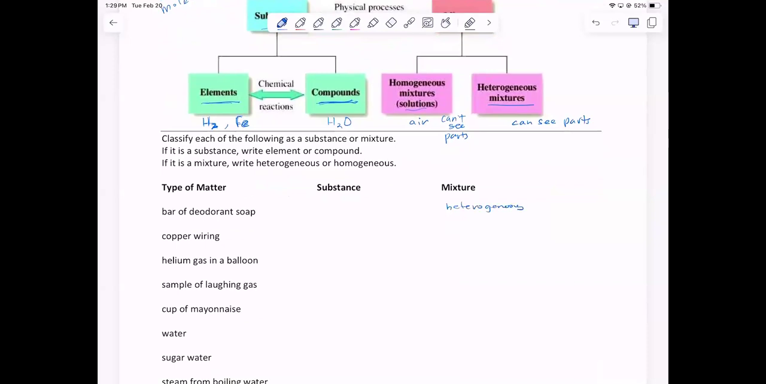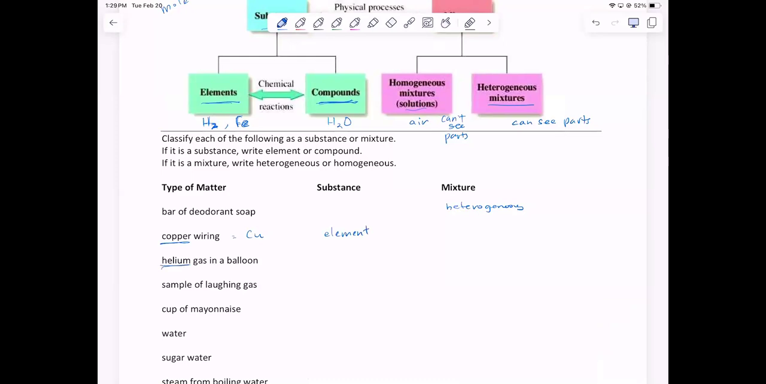And then the copper wiring. So copper is an element name, and the element symbol is Cu. So anytime you have an element on the periodic table, that is a substance. And it's just an element alone, it's not bonded to anything else.